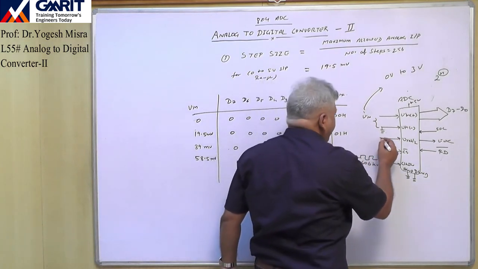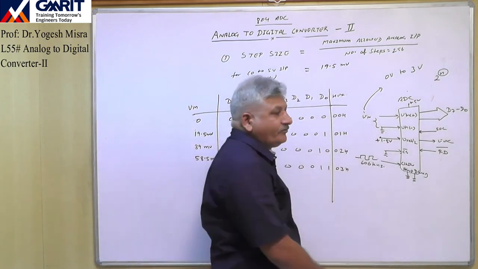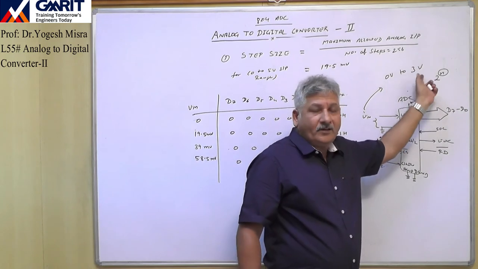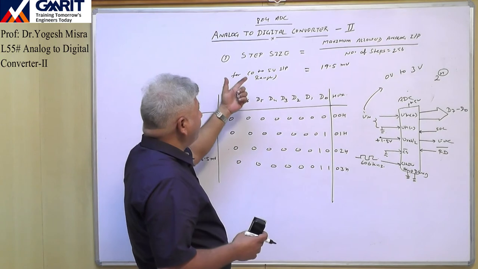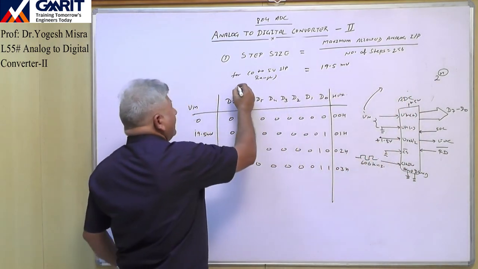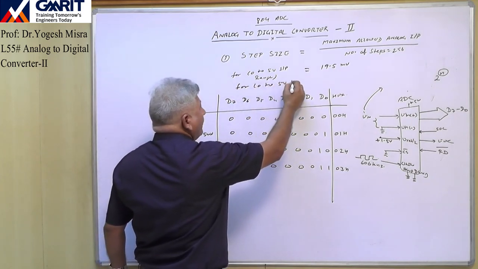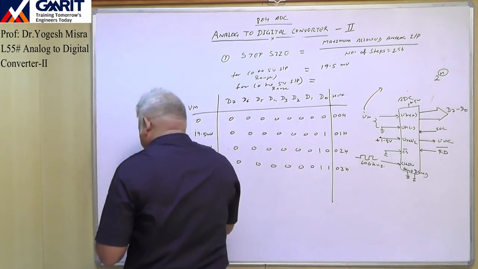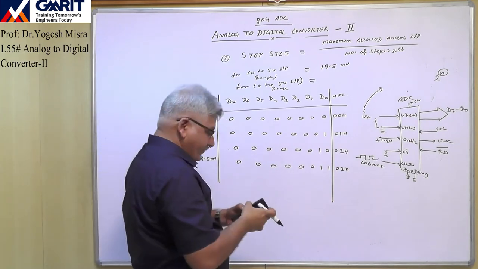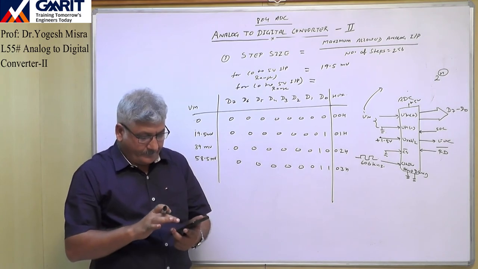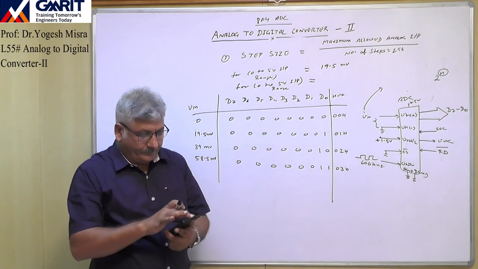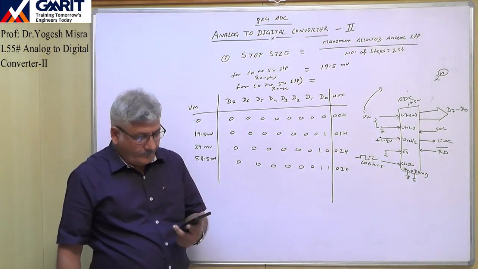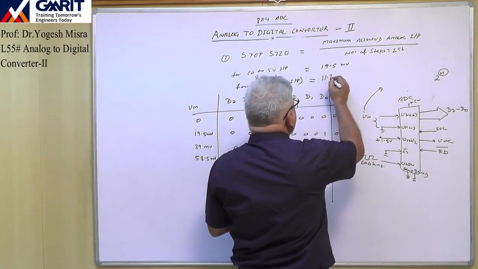So here, suppose we have connected plus 1.5 volt with V reference by 2. Then what will happen? The input voltage range will now become 0 to 3 volt. If the input range is 0 to 3 volt, then what will be the step size? Then the step size will be, instead of 0 to 5 volt input range, 3 volt divided by 256. So we will calculate this: 3 divided by 256 is 11.7 millivolt.